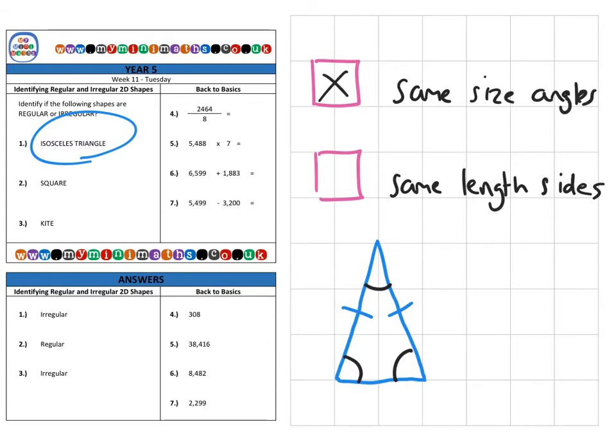Okay, and then if we look at the length of the sides, are all the sides the same length? Well, clearly they're not, because it's isosceles. Only two are the same. So this is an irregular shape.